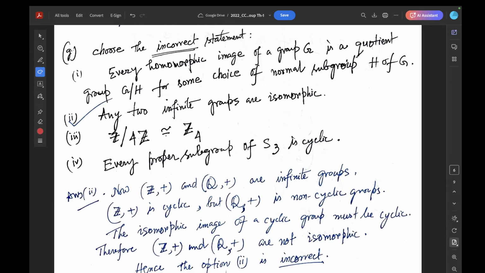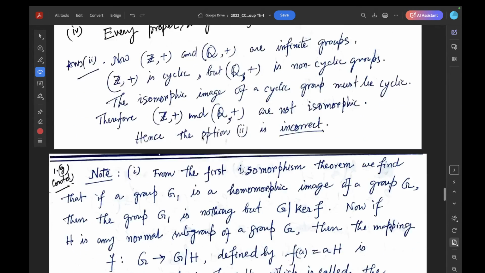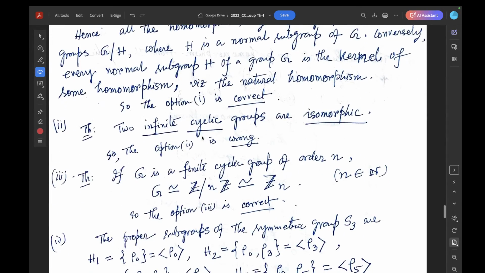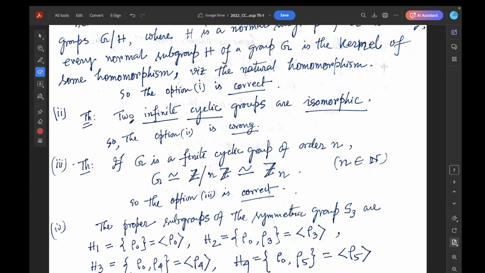Now option 3, Z by 4Z is isomorphic to Z4. This is correct. Option 2 is incorrect, because two infinite cyclic subgroups are isomorphic, so option 2 is wrong. Option 3: if G is a finite cyclic group of order n, then G is isomorphic to Z by nZ, n a natural number, and this is isomorphic to Zn. So option 3 is also correct.